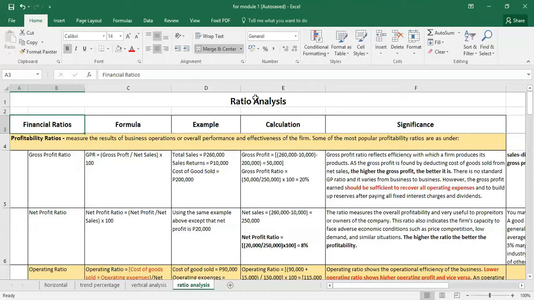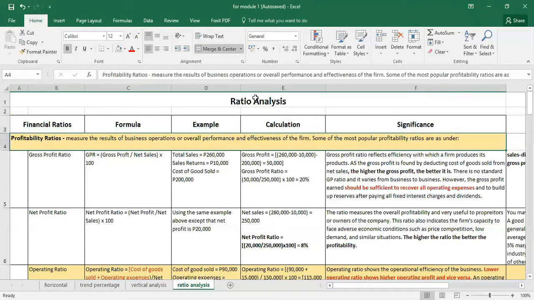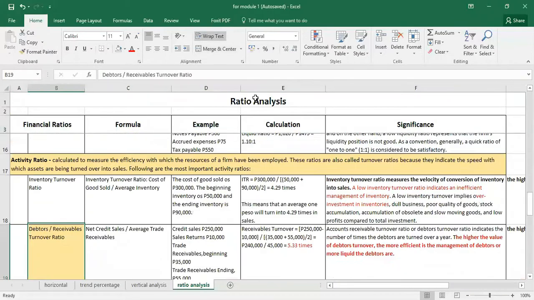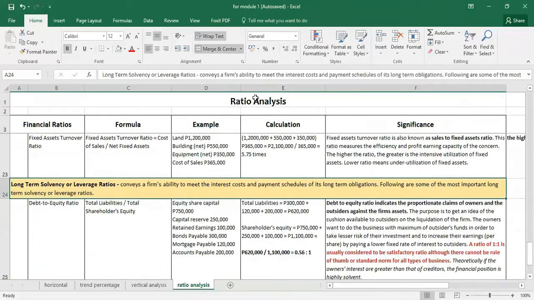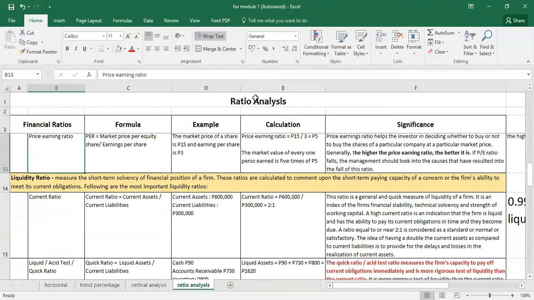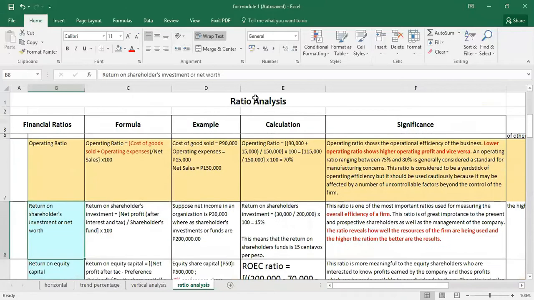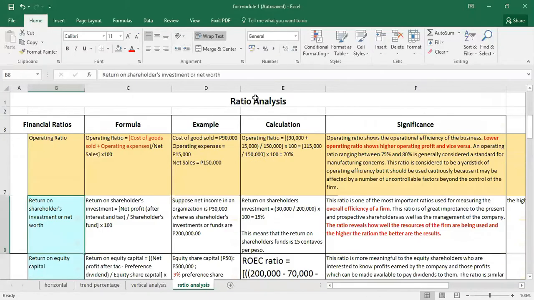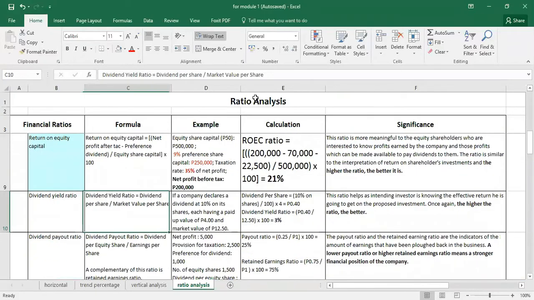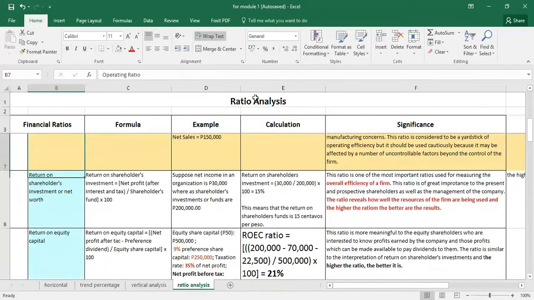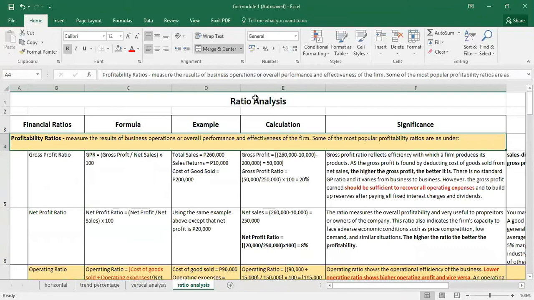There are different classifications ng ating ratio. Meron tayong profitability ratio, meron tayong liquidity ratio, meron tayong activity ratio, and meron tayong long-term or leverage ratios. Under ng mga ratios na binanggit ko sa classification ng ratios, meron pa tayong different financial ratios with several formulas, and merong mga significance ang bawat ratio na hinahanap natin. So, I will just make it fast na lang.